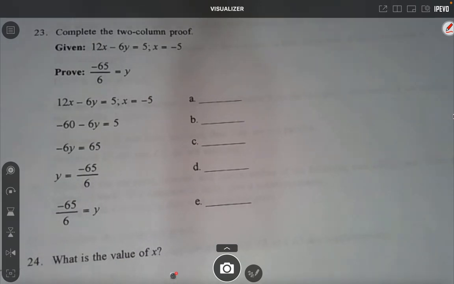So, do they give us something on this one? So what's my first thing probably going to be? Given. So let's just see. Does it match? It does. So I'm going to write given. Okay, then what do I do? What did they do from here to here? They replaced the X. What do we call that?